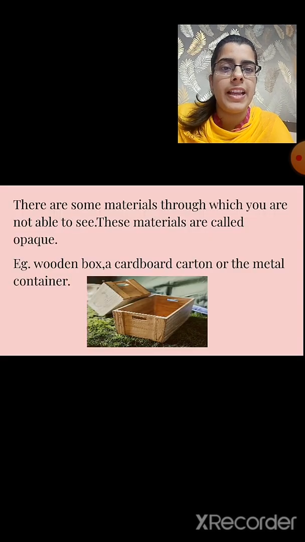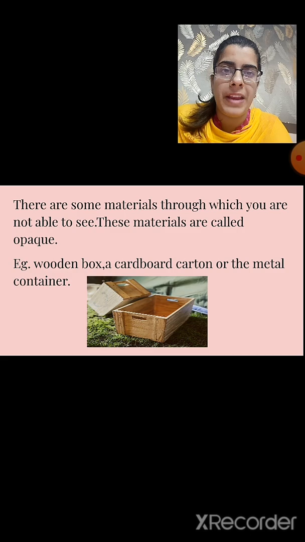There are some materials through which you are not able to see. If you hold a cardboard in your hand, are you able to see on the other side of the cardboard? No. So, such materials are known as opaque materials. What are the examples? A wooden box, a cardboard carton, or a metal container are some examples of opaque materials.